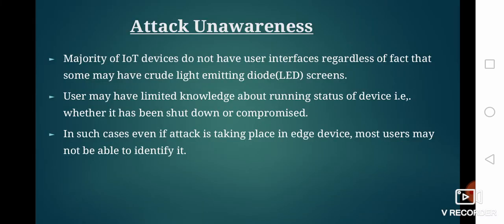And the next comes attack unawareness. Here, let's say some IoT devices may not have a GUI interface. When we use such devices, we may not know which state the device is in, either a stop state, start state or a running state. So without a user interface, we will not get to know. Then the user may have limited knowledge about the running states of devices, whether it has been shut down or compromised.